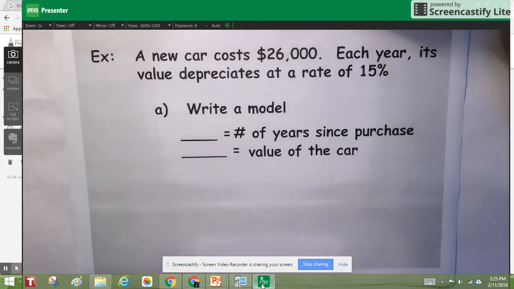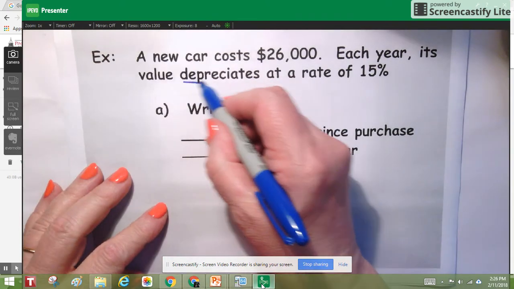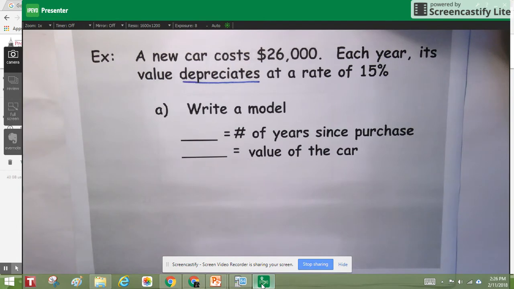So let's take a look at an example. A new car costs $26,000. Each year, its value depreciates. Right there, that's the word that's going to let you know that you're going to have an exponential decay problem at a rate of 15%. Write a model. Again, if you want to write a model, Y and T should be variables.